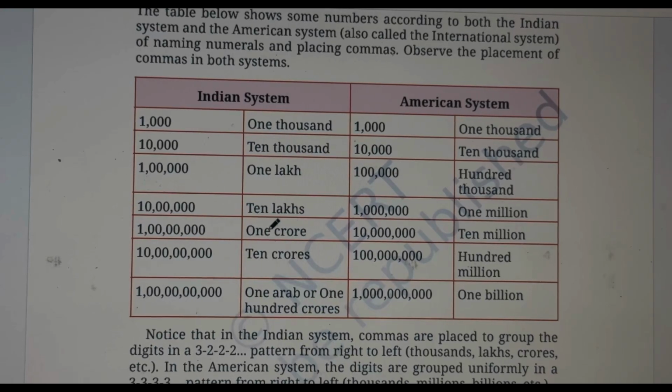Okay. Then we come to 1 crore. So 1 followed by 7 zeros. In the Indian system it is 1 crore, and in the American system it is 10 million, right? Then 1 followed by 8 zeros. In the Indian system it is 10 crores, and in the American system it is 100 million. Then 1 followed by 9 zeros. In the Indian system it is known as 1 Arab, or you can say 100 crores. Okay, and in the American system it is known as 1 billion. So 1 billion, where 1 is followed by 9 zeros.